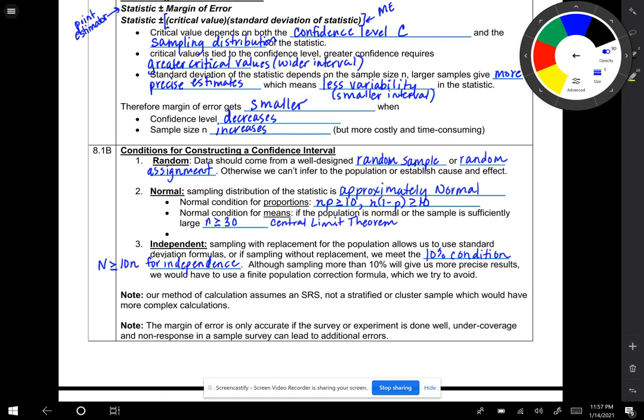Also, here's something to note. Our method of calculation assumes a simple random sample, not a stratified or cluster sample, which would have more complex calculations. The margin of error is only accurate if the survey or experiment is done well. Undercoverage and non-response in a sample survey can lead to additional errors, and then you would just have to start all over again.